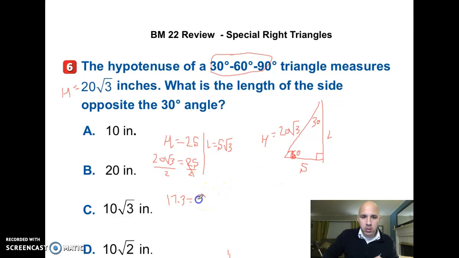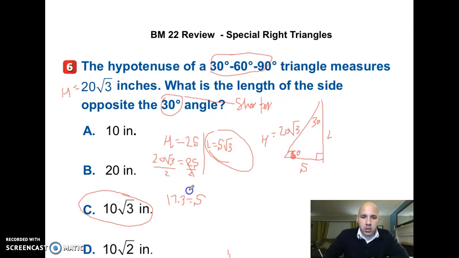Okay, so let's write this down. What is the length of the side opposite 30? So this will represent our shorter leg. All right, so let's go ahead. S is 10 square root of 3, and there goes my answer for this one. I don't necessarily need this information, so this is it. All right, if you have any questions, let me know.